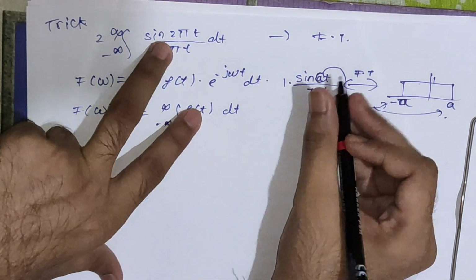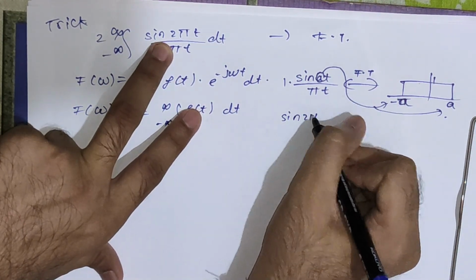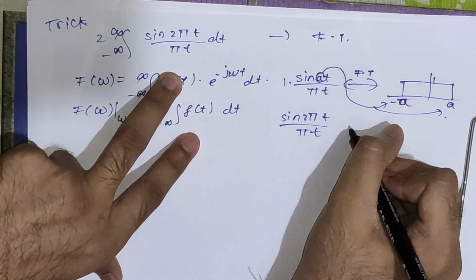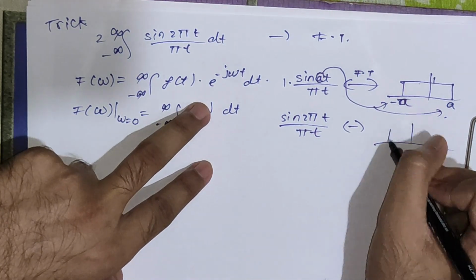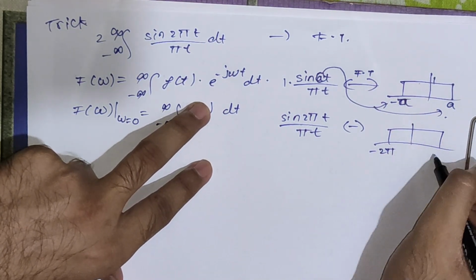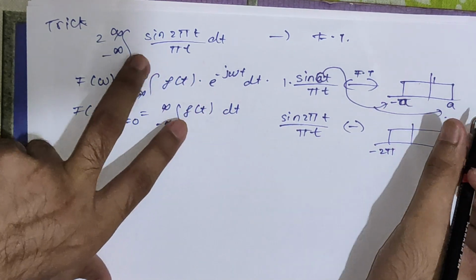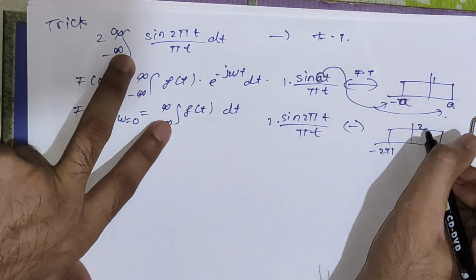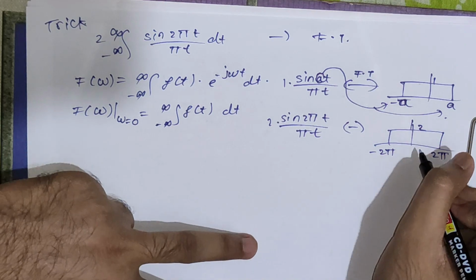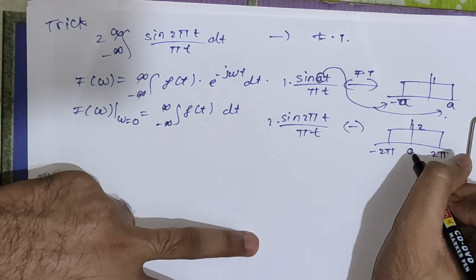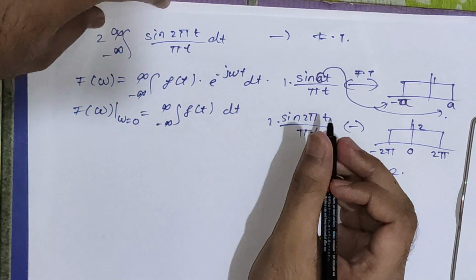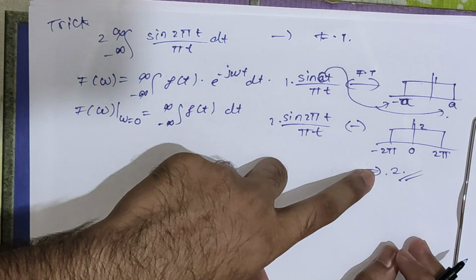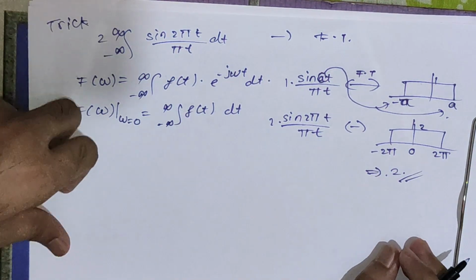So to get the Fourier transform of sin 2πt upon πt, we will have the rectangular function from minus 2π to 2π with the magnitude as 2, right? So the value of this Fourier transform at omega equals 0 is 2. So the answer for this question is 2. You can see how easily we get the answer, right? So let us see the second sum.